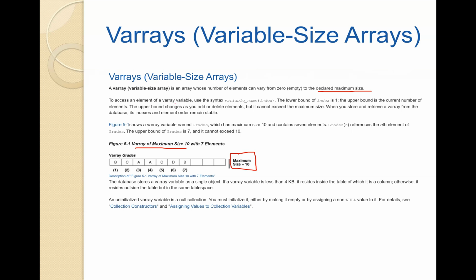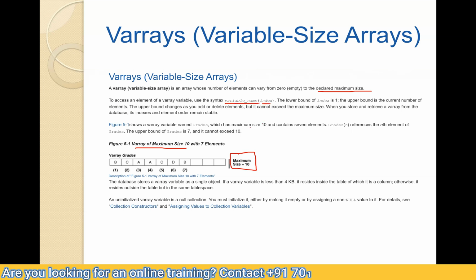To access an element of a VArray variable, use the syntax variable name and index. The lower bound of the index is 1. The upper bound will be whatever we are defining. The upper bound is the current number of elements. It might be 10 or anything. The upper bound changes as you add. So you can add, but you have to declare it in the declaration part itself. If you delete it, it will be deleted. A lot of methods are there, so you can use some methods to use this. I will tell you what it is.